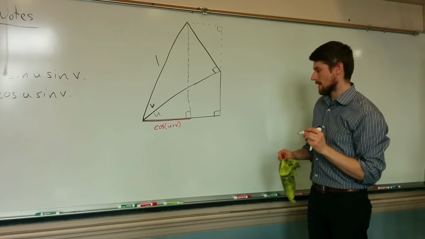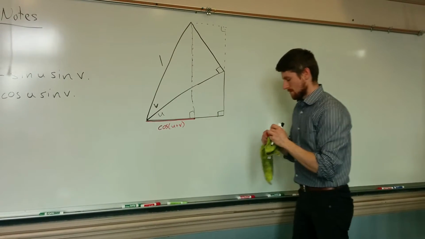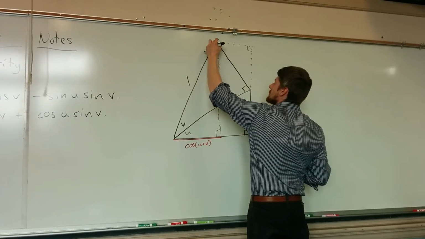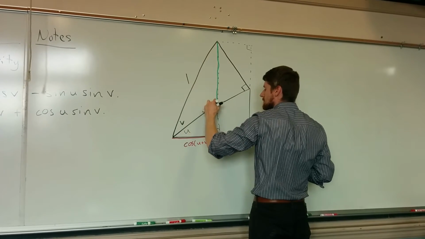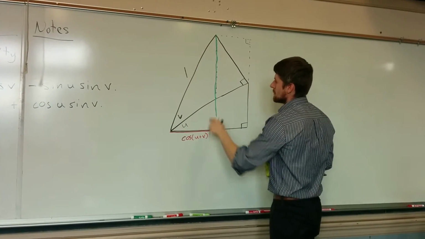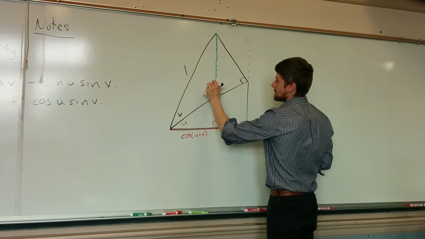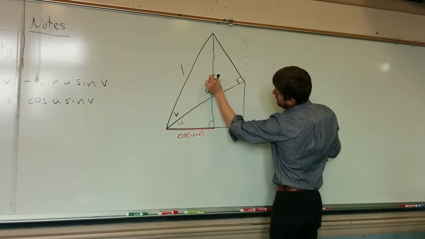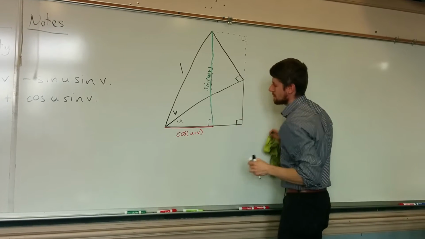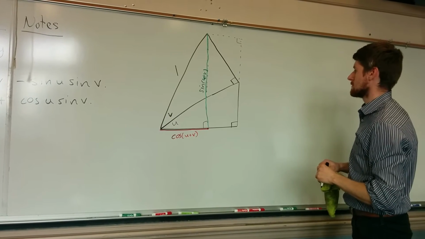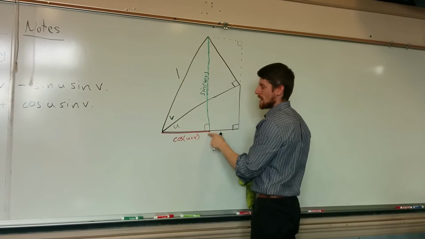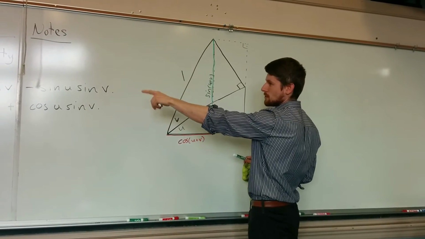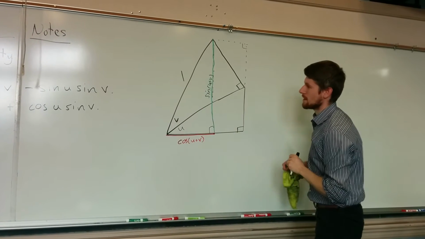That's the red side right there. And then in green, this side is the sine of u plus v. Okay. So we've got to figure out how long this red side and this green side are. And it looks like we've got cosine u's, cosine v's, and sine u's and sine v's in there.